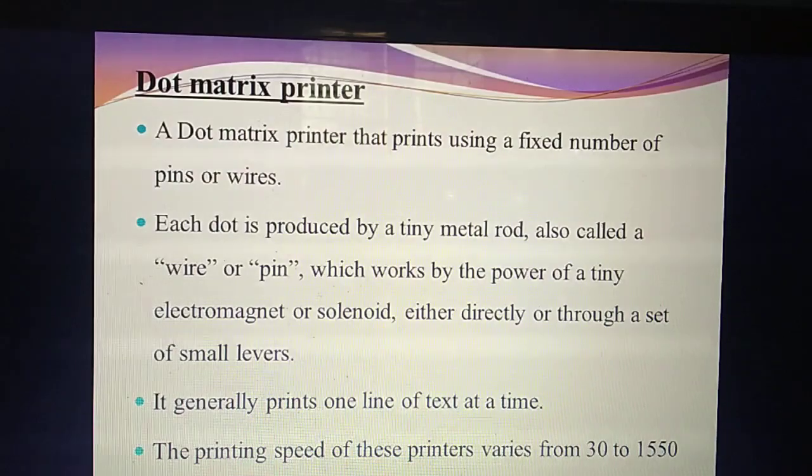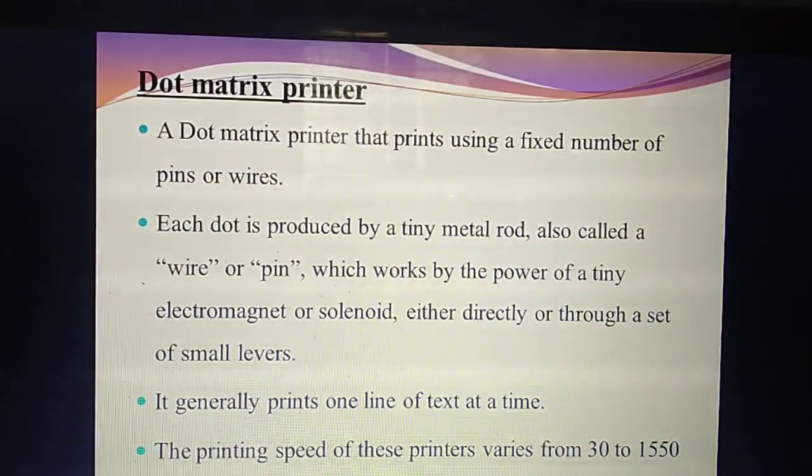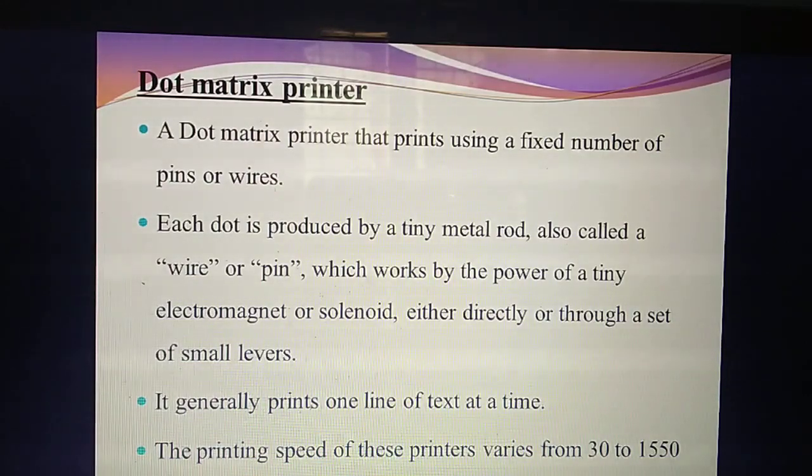In the dot matrix printer, what things did we discuss? It contains a fixed number of pins or wires. Each dot is produced by a tiny metal rod called pins or wires. Inside, the devices present are an electromagnet or solenoid, connected through small levers. It generally prints one line at a time. The printing speed varies from 30 to 550. One-word questions they will ask: what's the printing speed of a dot matrix printer? 30 to 550 characters per second. CPS means characters per second.